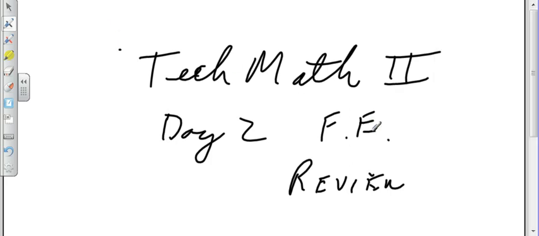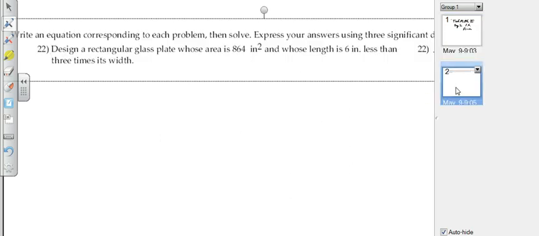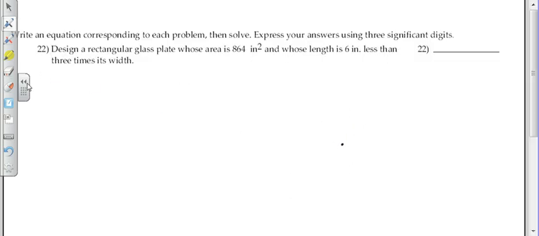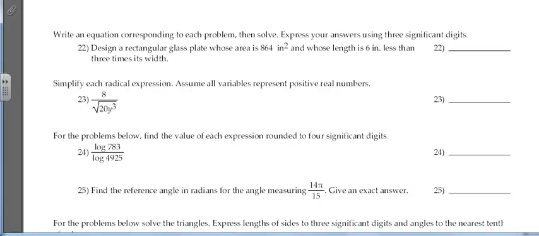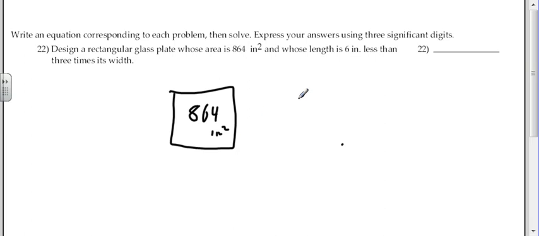This is Tech Math 2, and we're in day 2 of the final exam review. The first question we'll do is number 22. Design a rectangular glass plate whose area is 864 inches squared, and whose length is 6 less than the width. So there's the width, and here's the length over there.